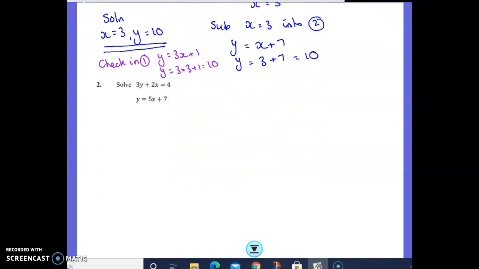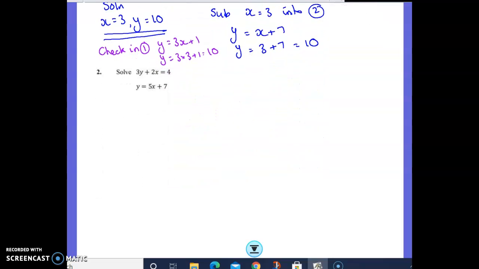Try the next one. I've got 3y add 2x equals 4 and y equals 5x add 7. So there's my equation 1, there's my equation 2. I've got an expression here for y, so I'm going to sub 2 into 1. So instead of having y in here, I'm going to replace it with 5x plus 7. I've still got my plus 2x, it's still equal to 4. I'm just replacing that y with my 5x plus 7.